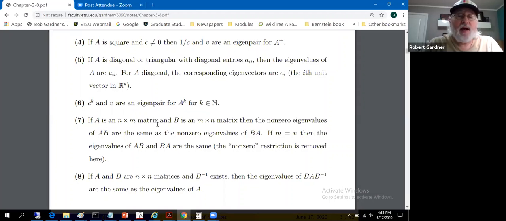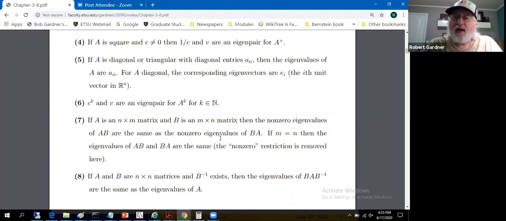Another claim, if A is an n by m matrix and B is an m by n matrix, then the non-zero eigenvalues of the product A times B are the same as the non-zero eigenvalues of B times A. Okay, AB, BA, both of them are square matrices. We get this relationship between eigenvalues of those matrices, non-zero eigenvalues. If m equals n, so we're talking two square matrices here, then the claim is the eigenvalues of AB and the eigenvalues of BA are the same. The non-zero part is dropped in the second case where we have square matrices. Just a little quick note.